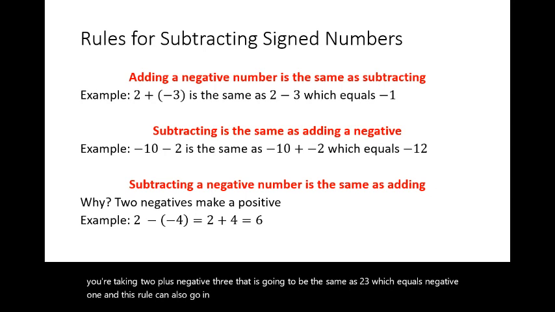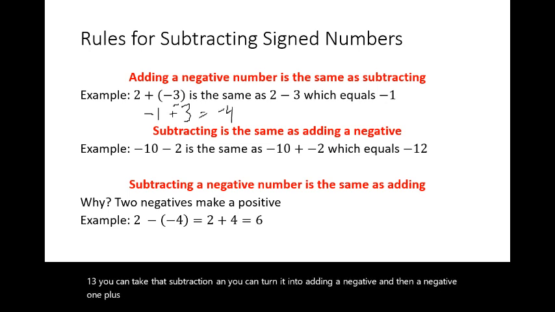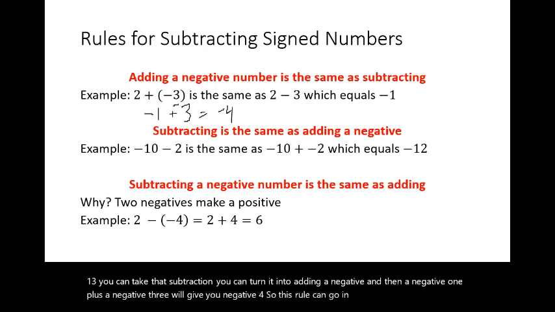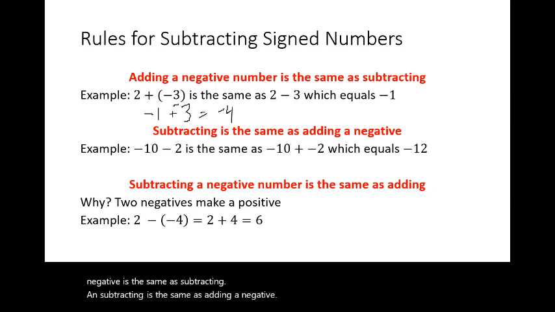Subtracting is the same as adding a negative. So for example, if you have negative 1 minus 3, you can take that subtraction and turn it into adding a negative. Then negative 1 plus negative 3 will give you negative 4. So this rule can go in reverse. Adding a negative is the same as subtracting, and subtracting is the same as adding a negative. They're really the same rule; I kind of separated them to make things easier.